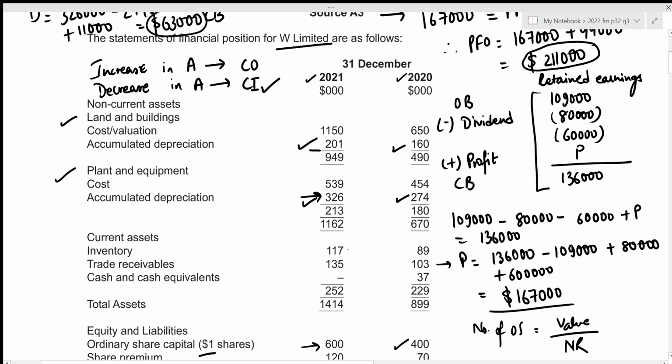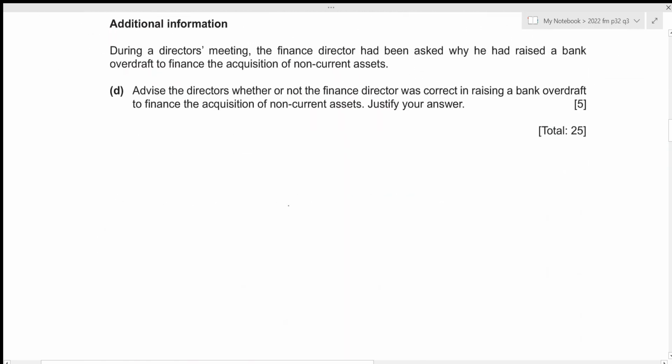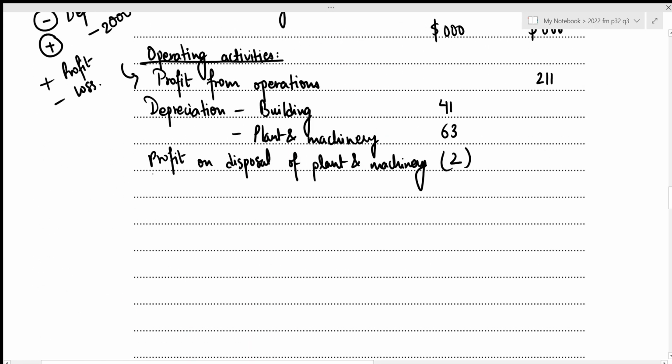So let's talk about inventory. We can see that previously the amount was 89,000, whereas now the amount is 117,000. So there is definitely an increase. Let's figure that amount. That is 117 minus 89, which results in 28. So this increase should now be subtracted in our statement of cash flows. Let's write it down. That's an increase in inventory. And this is of 28.